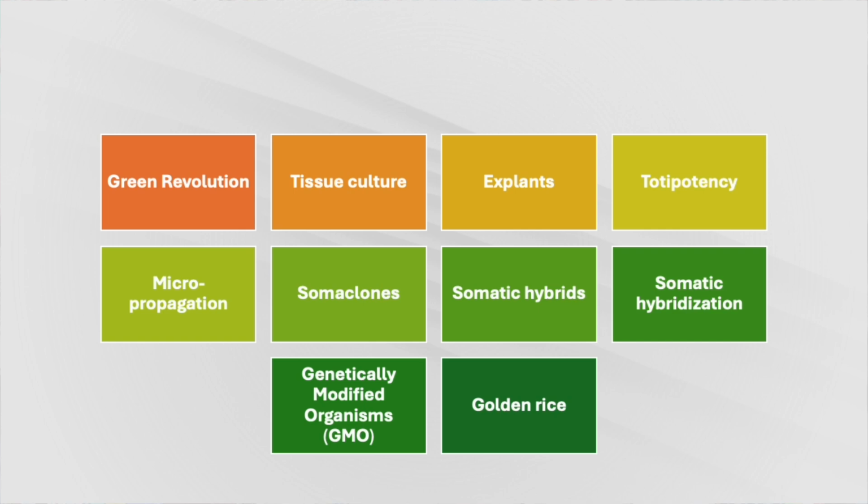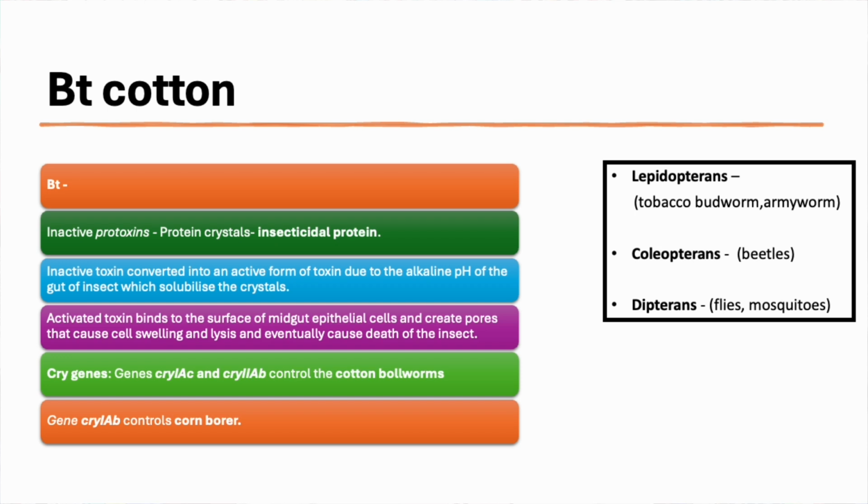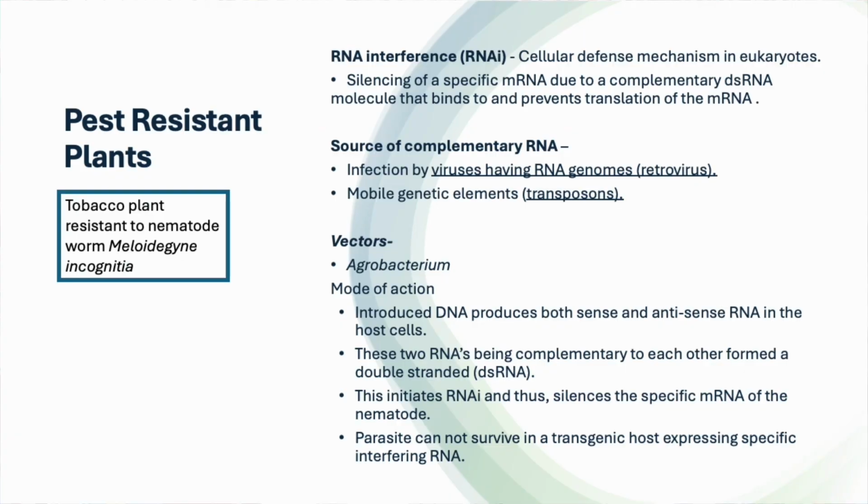Learn all these key terms on the screen. Then in this chapter, we learned how Bt cotton had been produced, what is protoxin, which are the different cry genes, and the examples of lepidopterans, coleopterans, and dipterans. After that, we learned the process of formation of a nematode-resistant tobacco plant, where we learned what is RNA interference.